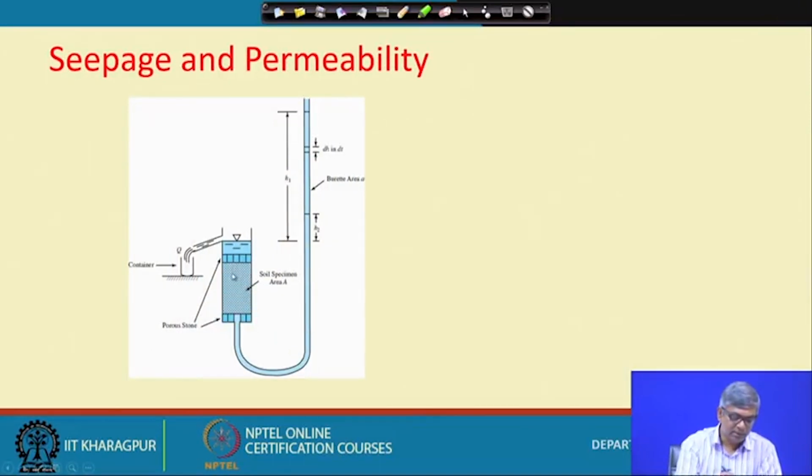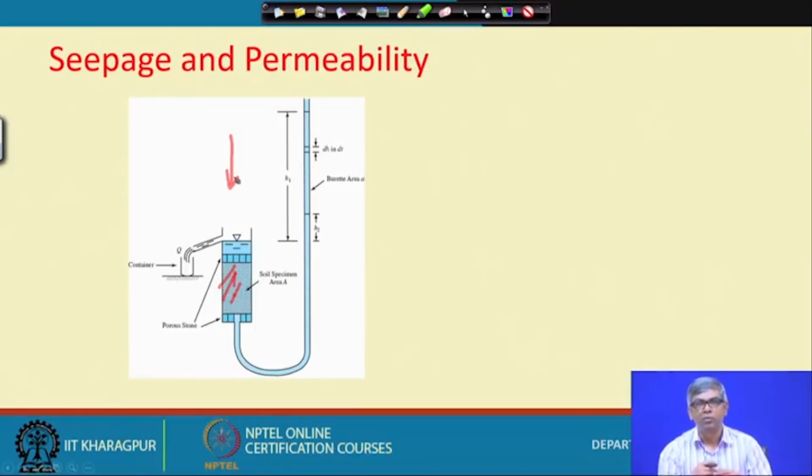You can see this is the soil sample kept, and this is a standpipe, and from the bottom water is supplied, and this is kept at quite a high water level. That means water will have a tendency to flow from this direction to this, and it will overflow from here. Water also can be supplied from the top, but then sometimes soil particles will flow along with the water, and that gives problems, and we may not get the correct value. Because of that, sometimes we give the flow from the bottom.